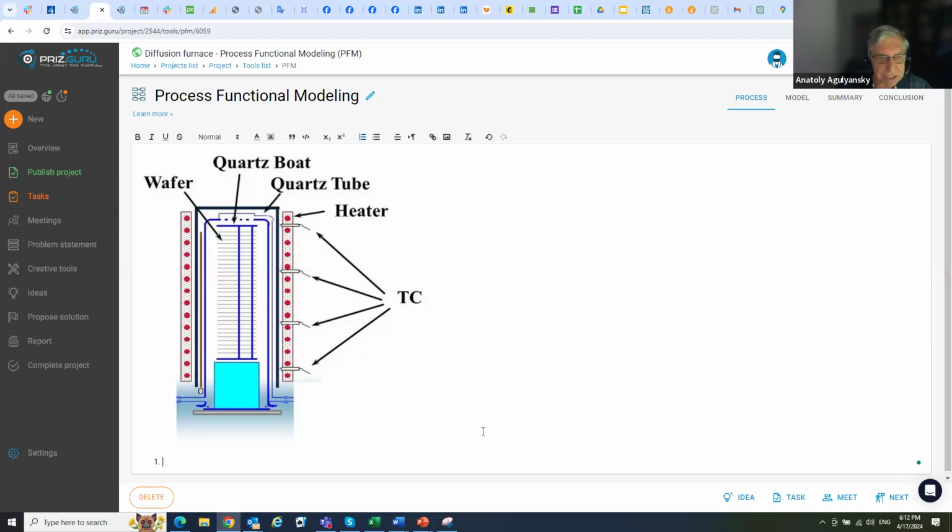For instance, first we should load the wafers into the boat. Let's give this operation the name preload.